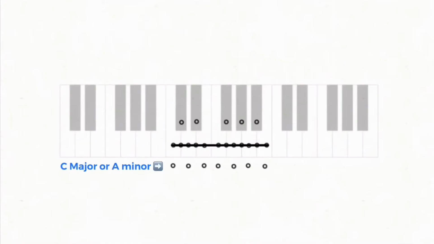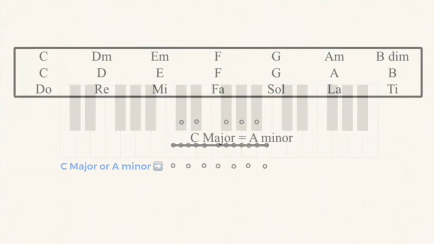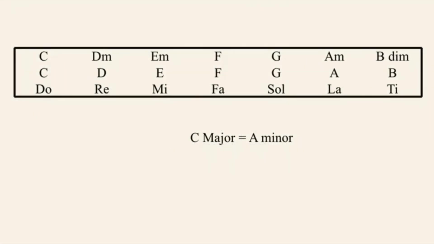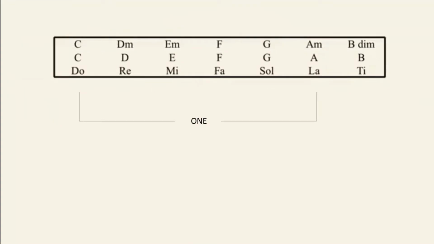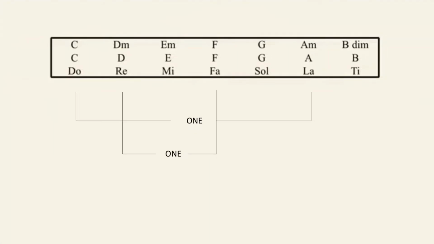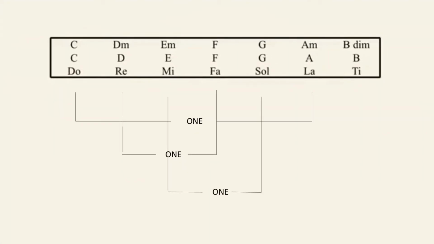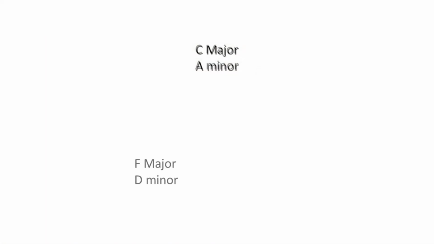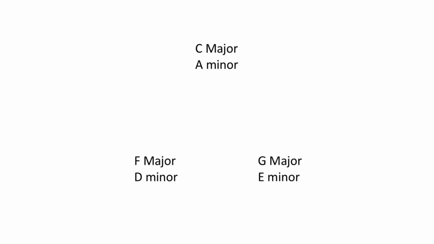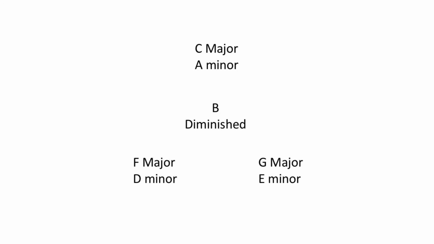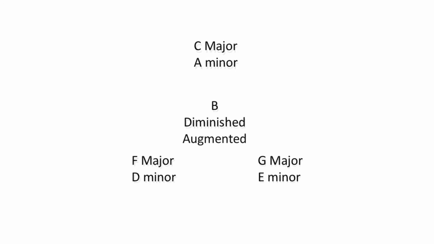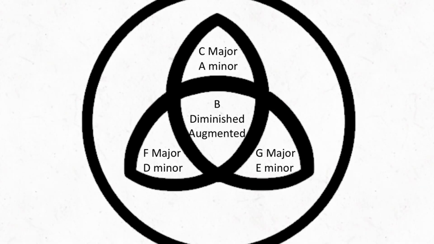Moving on, I then revealed the full heptatonic version of the C major scale. What I didn't mention is that within the scale or chord progression, since they are just mirrors of each other, there are three pentatonic scales within the scale, namely C major is equal to A minor, F major is equal to D minor, and G major is equal to E minor. Suffice it to say, a trinity with something in the middle, B diminished, which I could argue is also interchangeable with augmented. This pretty much looks like a sacred symbol if you ask me.